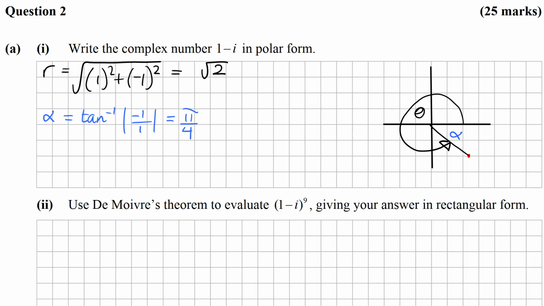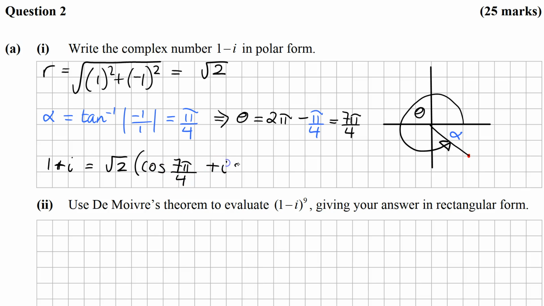So because it's in the fourth quadrant, this tells us that theta is actually equal to 2 pi, which is the full way around, minus that alpha, so minus that pi over 4. Okay, and that then will give me an angle of 7 pi over 4. So that means my number 1 minus i is equal to the square root of 2 times the cos of 7 pi over 4 plus i sine of 7 pi over 4. Sorry, 1 minus i was my number.